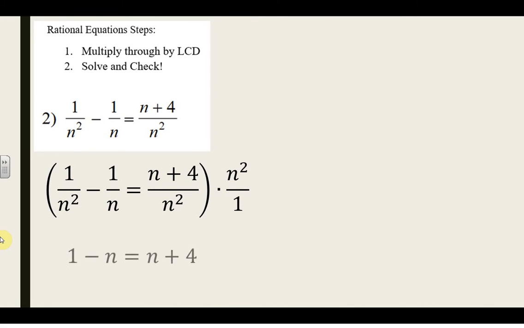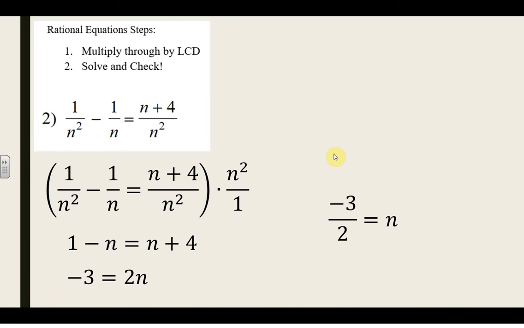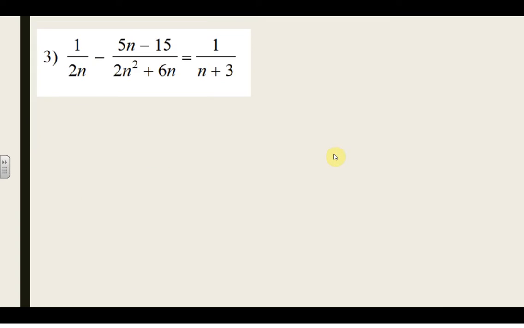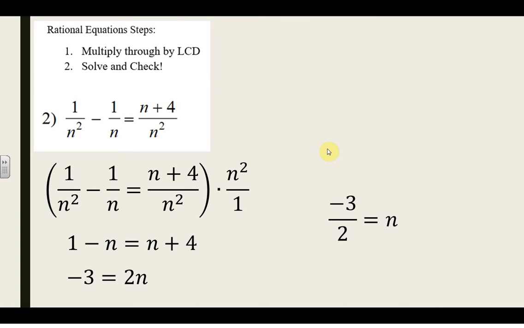What ends up happening is that the n squareds cancel. Now you have a linear equation, and if you don't know how to solve this, we've got bigger issues. And don't forget to check. It does work. Make sure you check.